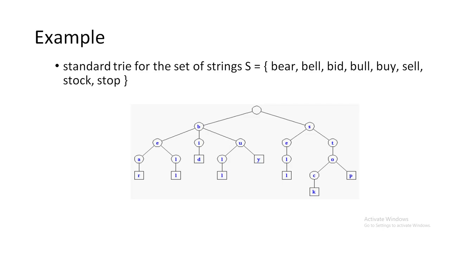So, a standard trie for a set of strings. For example, this is an example. Beer means B is inserted, after that E. In that E we have two strings, AR and LL. This is the example. BID is a different one, and BULL and BUY are another. S is the starting character, then E and T. In T we have two things: OC and OP. For the O, C and P are the children, and K.